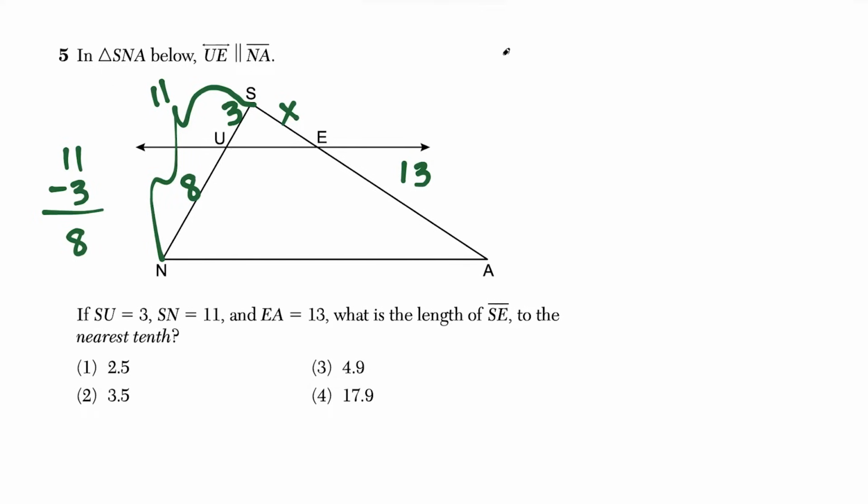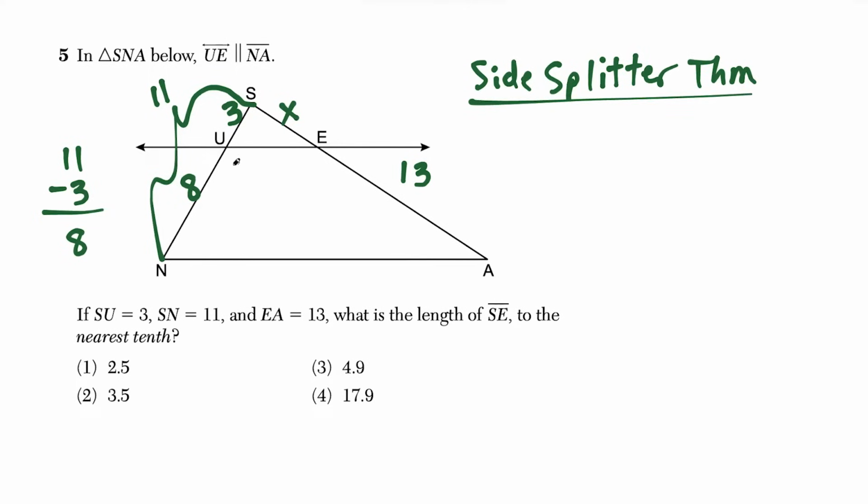And then from here, we could use the side splitter theorem. So the side splitter theorem says that when we have a triangle, when we introduce a line that intersects the triangle, and that line is parallel to the third side, then the line introduced cuts the two sides proportionally. Okay, so since this line intersects the triangle through two sides and it's parallel to the third side, it's going to cut those two sides proportionally, which allows us to say then that 3 over 8 is equal to x over 13.